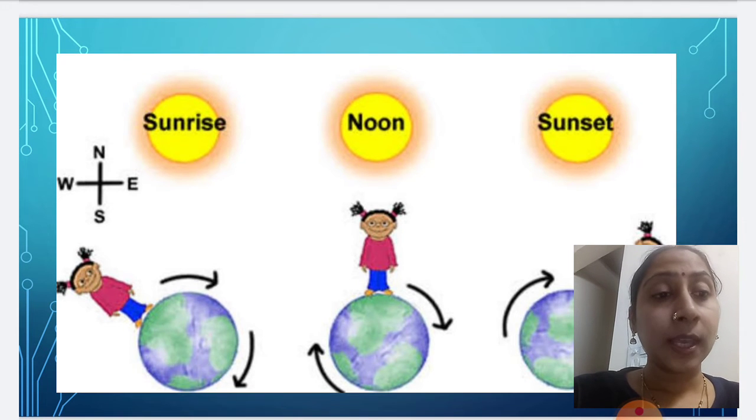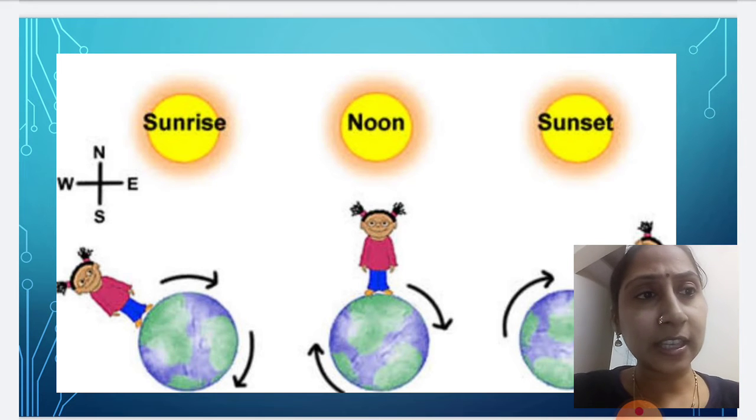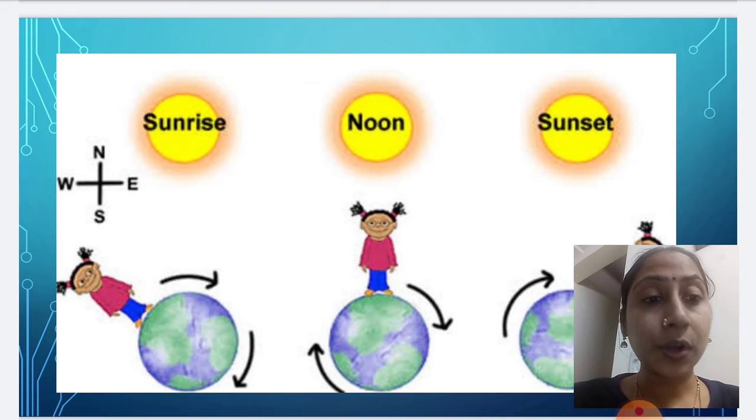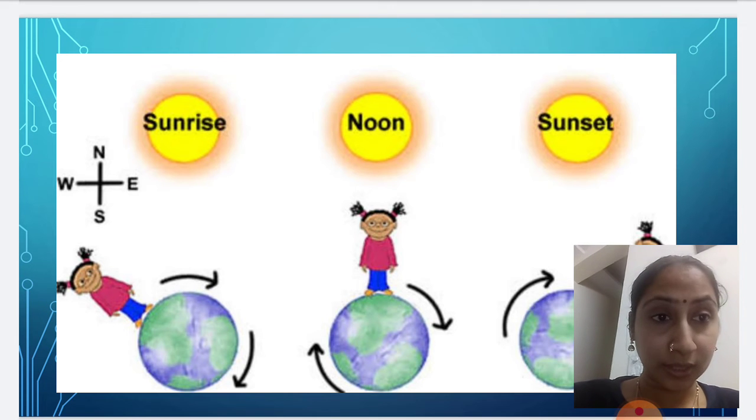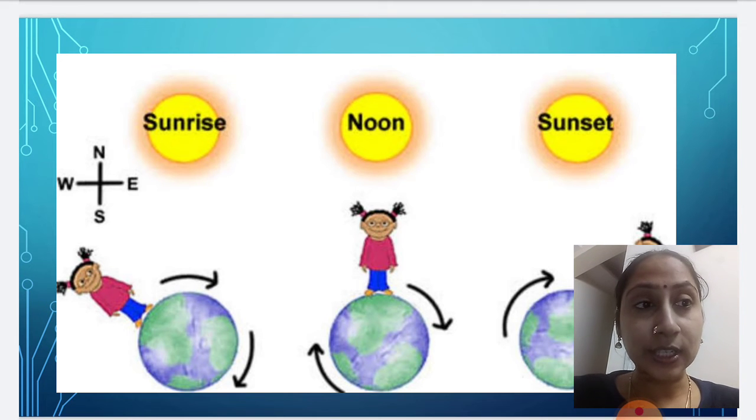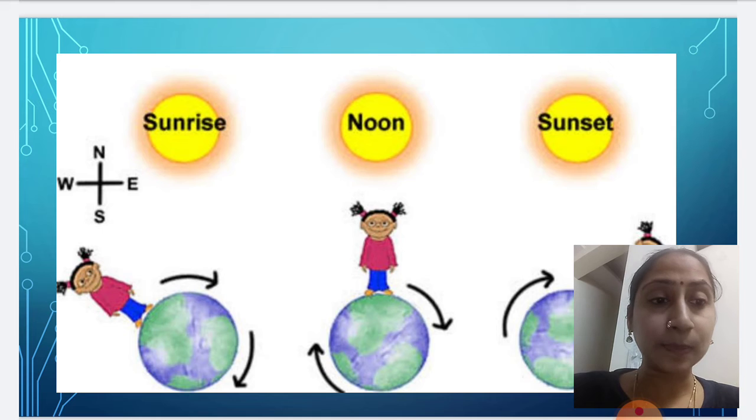next one. Then the earth is tilted at an angle to its axis. At what angle the earth is tilted? It is tilted at 23.5 degrees. Okay, so during summers what happens? The days are longer and warmer. During winters the days are shorter and cooler, isn't it? So because of the tilted axis of the earth, the weather changes, the seasons change, isn't it?